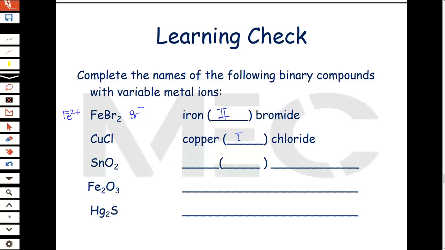Now let's name the next one. Sn is tin, and we have O, which is oxide.